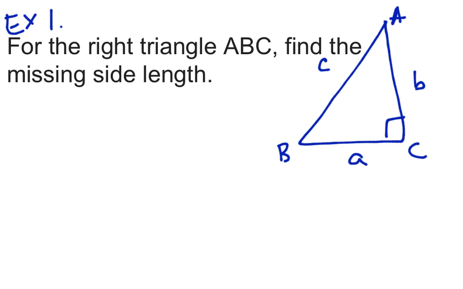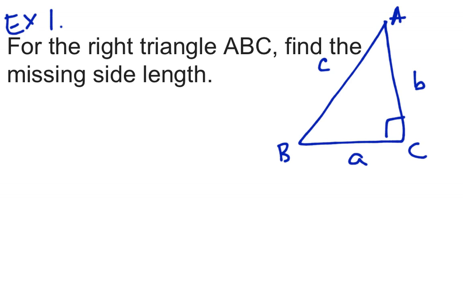Okay, so our two problems. Example 1 is going to have two different examples, but the instructions are the same, and the triangle is the same. So for the right triangle ABC, which I have drawn in blue here, capital A, B, C denotes the angles in the triangle. That's how we name a triangle. And then the sides are small a, small b, and small c, because those are used in the Pythagorean theorem. Find the missing side length.